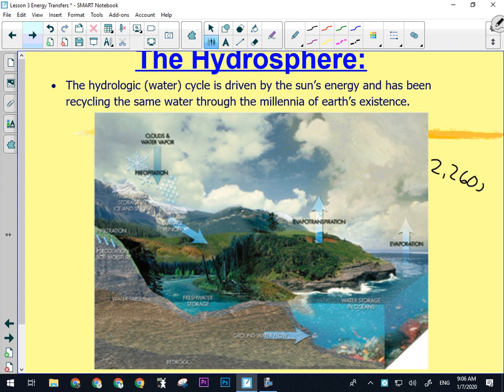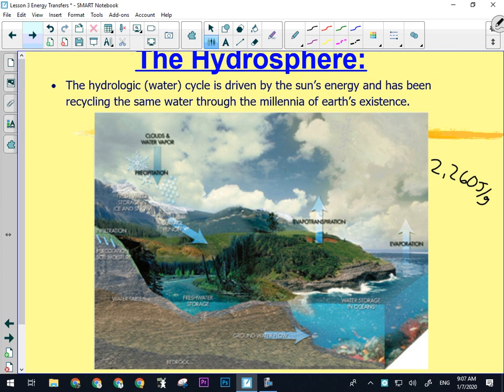2,260 joules per gram. So if I have water vapor floating around, every gram of water vapor contains 2,260 joules worth of stored latent energy in it. That means that when that water vapor goes to another area and condenses back into a liquid, what happens to that energy? It's released. It's one of the big ways that energy can be transferred from one place to another, especially from an equatorial area to a more polar or mid-latitude area.